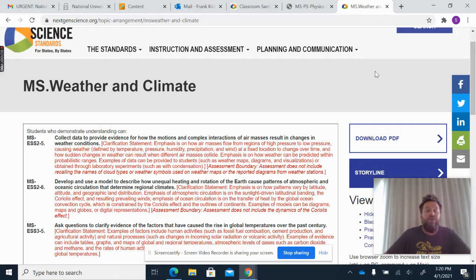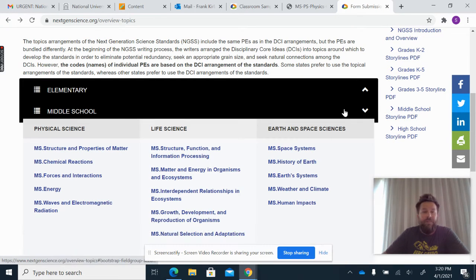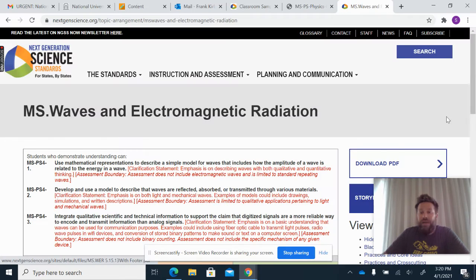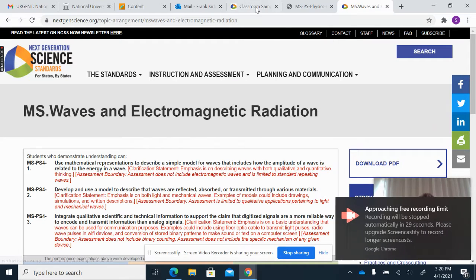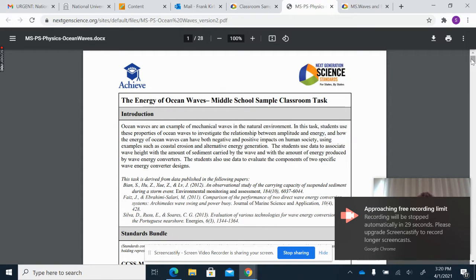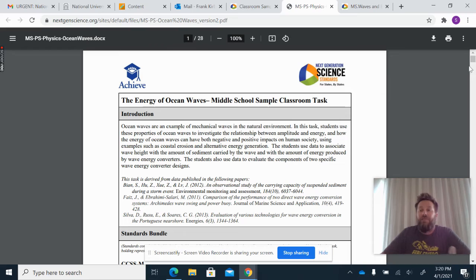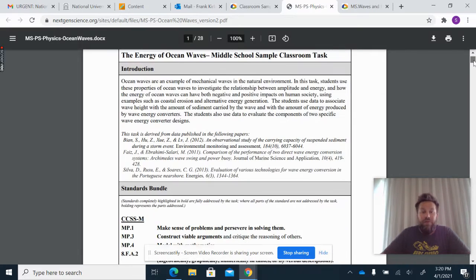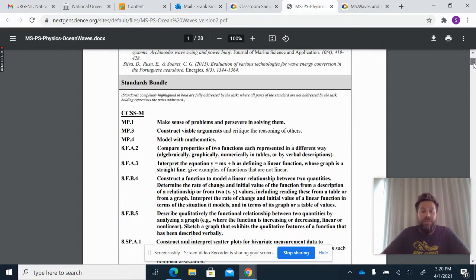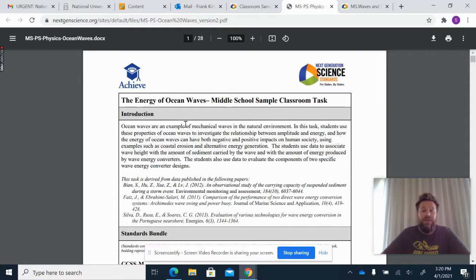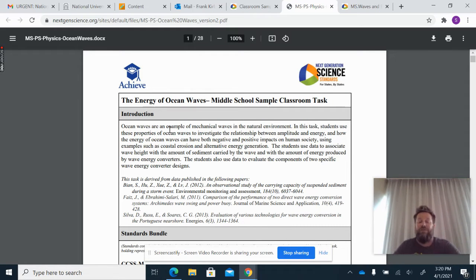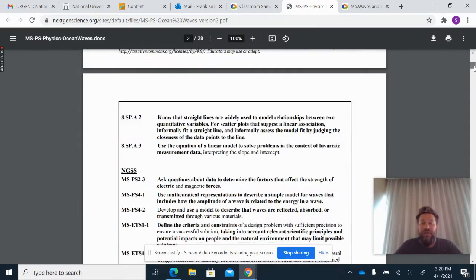And so it really does pull from MS-ESS2-5, and then, like I said, going back to waves and electromagnetic. But what was really cool is, going through the NGSS website, I found that they already had a lesson plan for us. If you scroll through, it's exactly what I was talking about, the energy of ocean waves, a middle school classroom task. And this would be something I'd really like to teach in my classroom.